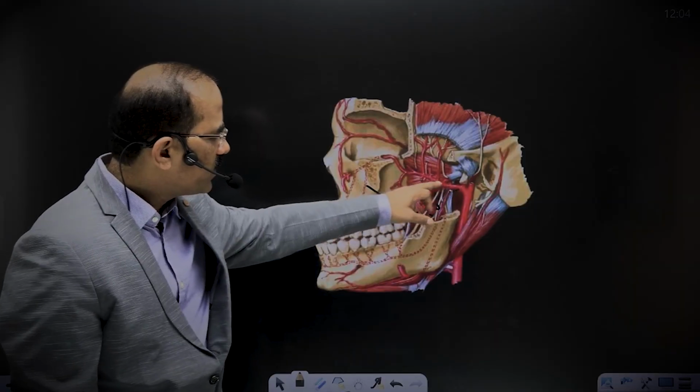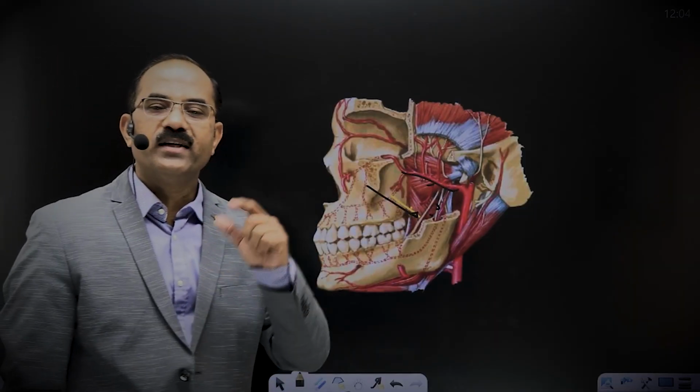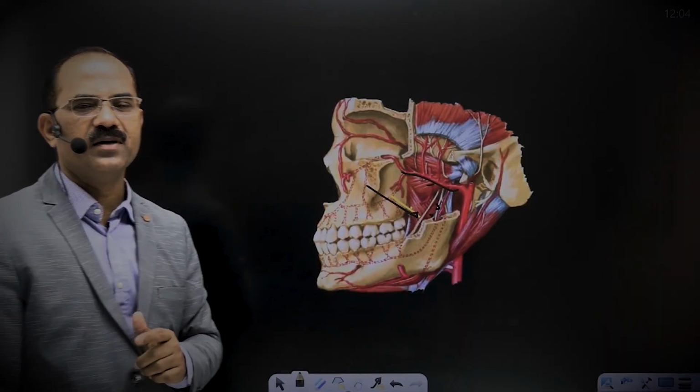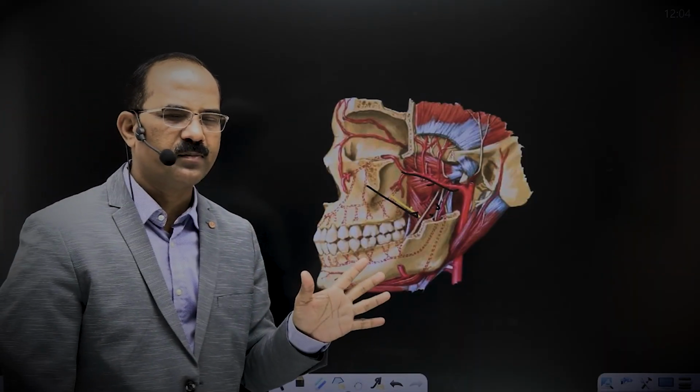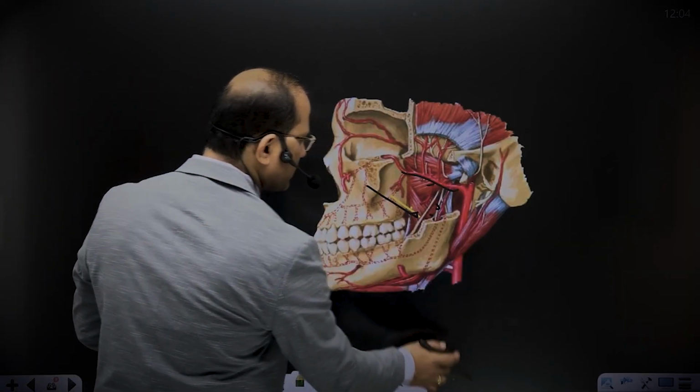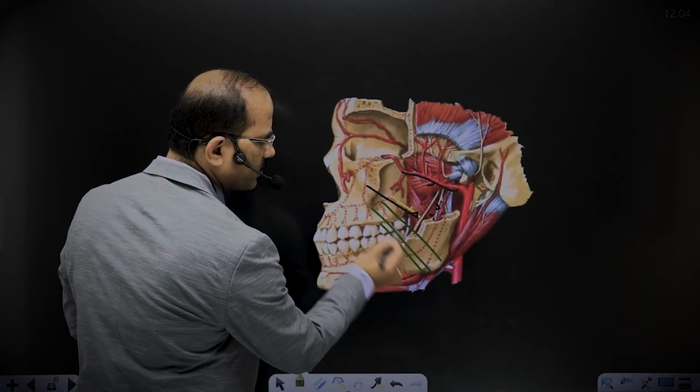What is this artery? That's the maxillary artery, which is divided into three parts by the lateral pterygoid muscle. Fine. What is this artery? Look, students, this is nice. What is this muscle here? That's the masseter.